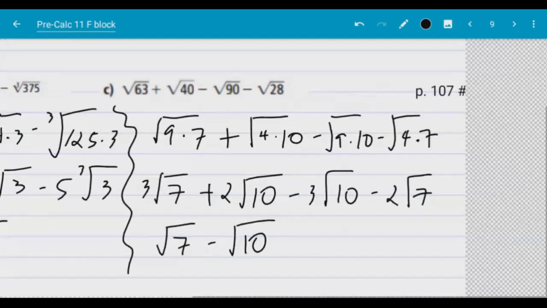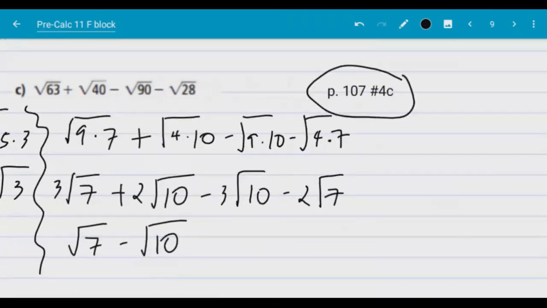And I would like you to do this page 107, number 4C as your practice work.